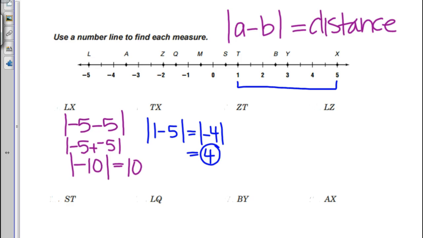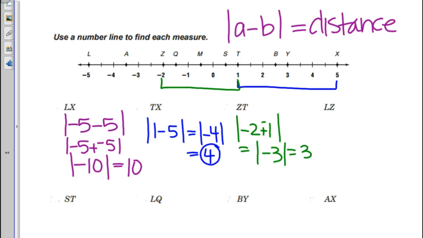All right, now let's go from Z to T. At any time you need to stop the video, please do so. All right, from Z to T, -2 minus 1 is -3, because it's -2 plus -1. Same sign, just add them and pop that sign on it. Absolute value of -3 is 3. So I have 3 units away. Notice I have half units on here as well, but we're just counting the whole units.